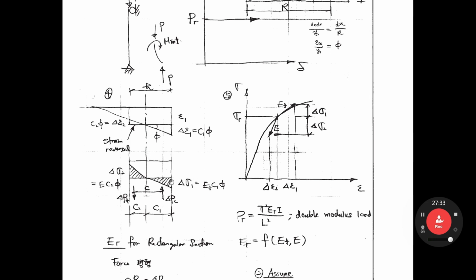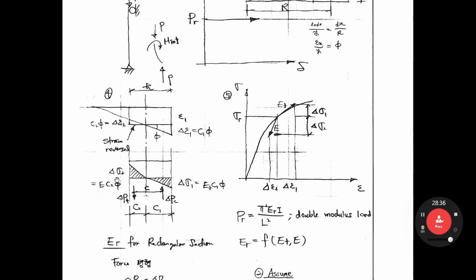This is the stress diagram. From here, that is the right hand side, the compressive side. The strain increases like that, delta epsilon 1, and then this slope is E_t. So this change of stress is delta sigma 1. So delta sigma 1 equals what? Delta epsilon 1 times E_t. So delta sigma 1 equals E_t times this delta epsilon 1. This delta epsilon 1 equals C1 times curvature.